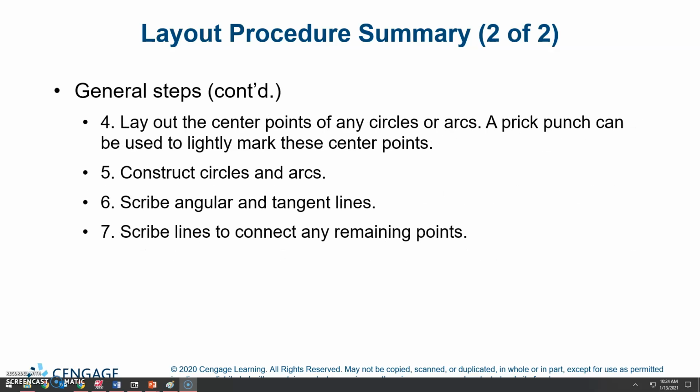General steps continued. 4. Lay out the center points of any circle or arc. A prick punch can be used to lightly mark these center points. Construct circles or arcs, scribe angular and tangent lines, and then scribe lines to connect any remaining points.